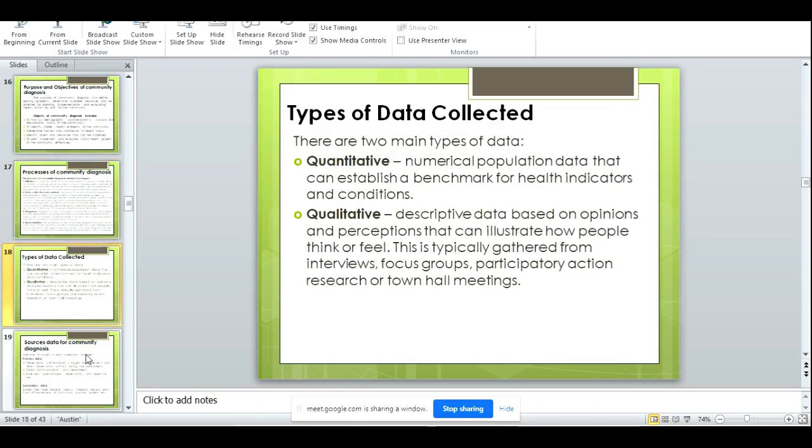So the types of data that are collected from this community diagnosis are 2 main types: the quantitative and the qualitative data. The quantitative data is numeric data, while the qualitative data are descriptive data based on opinions and perceptions that can illustrate how people think or feel in the community.